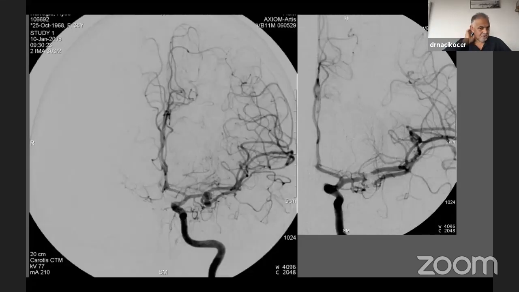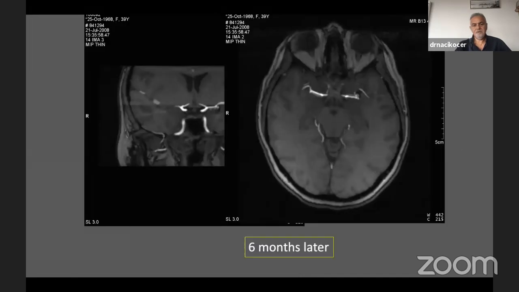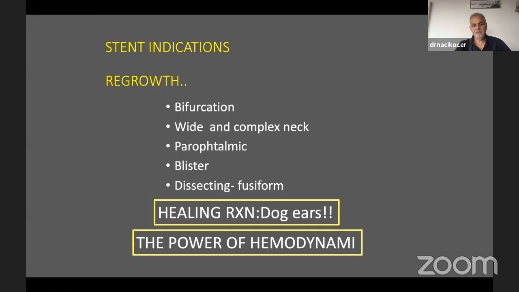Let me show you why we are so afraid of regrowth. This is a case that came to me with a rupture of left MCA 3-lobulated aneurysm, and I did a balloon remodeling technique, and then I saved the day. I occluded the aneurysm properly. As you see, the bifurcation is visible, aneurysm is gone. And what is it? Okay, I will come back again.